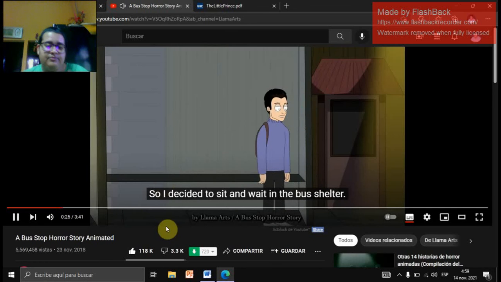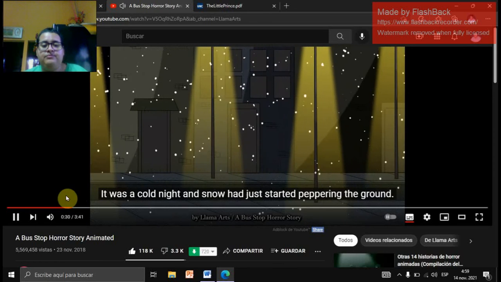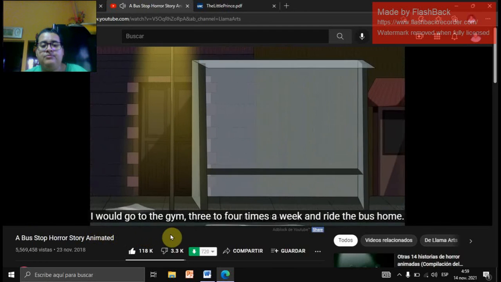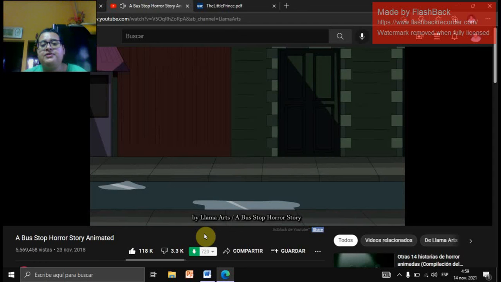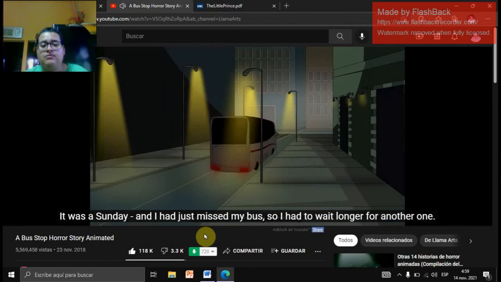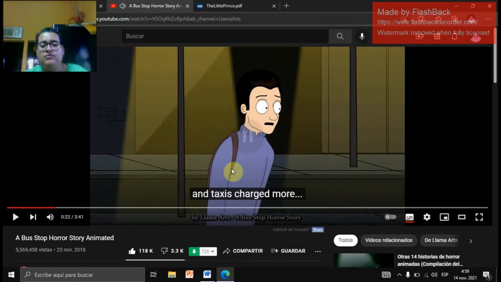Decided to sit and wait in the bus shelter. It was a cold night and snow had just started peppering the ground. I would go to the gym 3 to 4 times a week and ride the bus home. It was a Sunday and I had just missed my bus, so I had to wait longer for another one. I would have called my parents, but they were out for the evening.